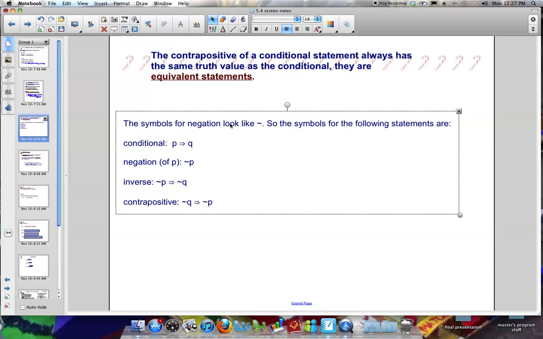The symbols for negation look like the Spanish tilde. So the symbols for the following statements are, if you remember back from conditionals, we say if P, then Q. The negation of P would look like tilde P. We say that's not P. The inverse would read, if not P, then not Q. Notice the negation of each of them. And the contrapositive would be the converse of the inverse, so to speak. It would read, if not Q, then not P.